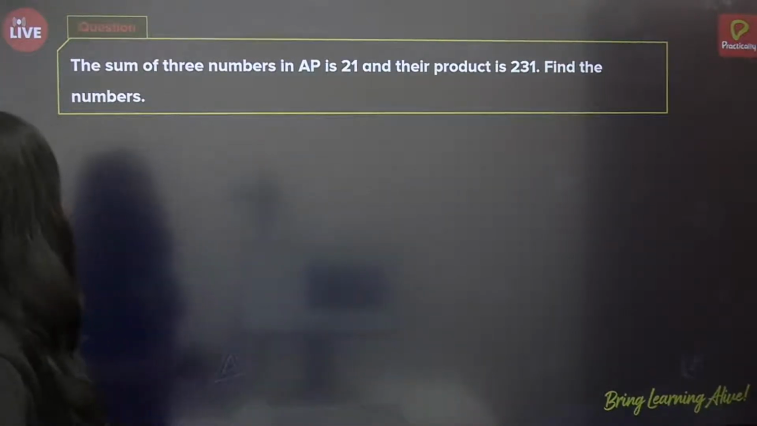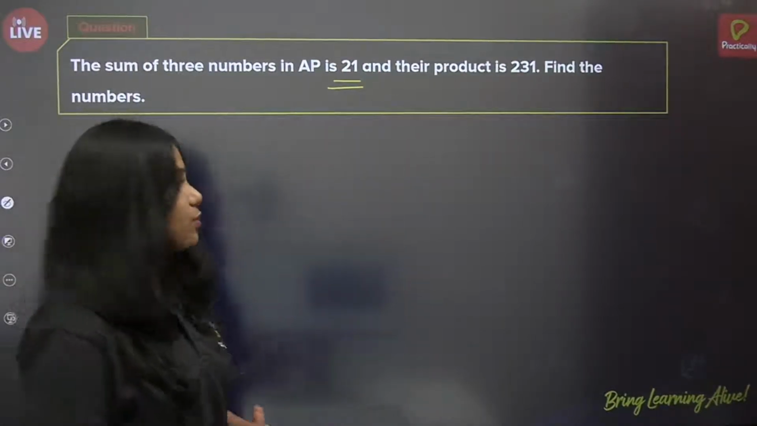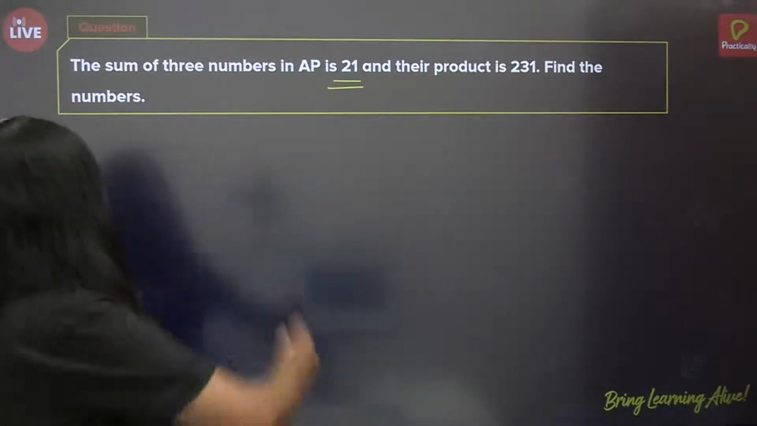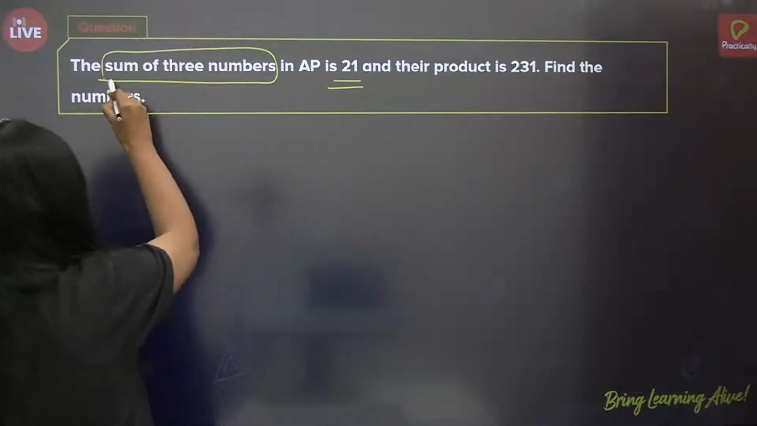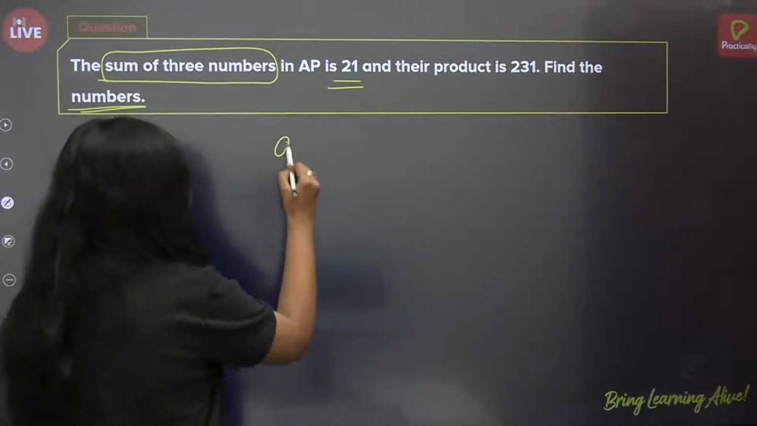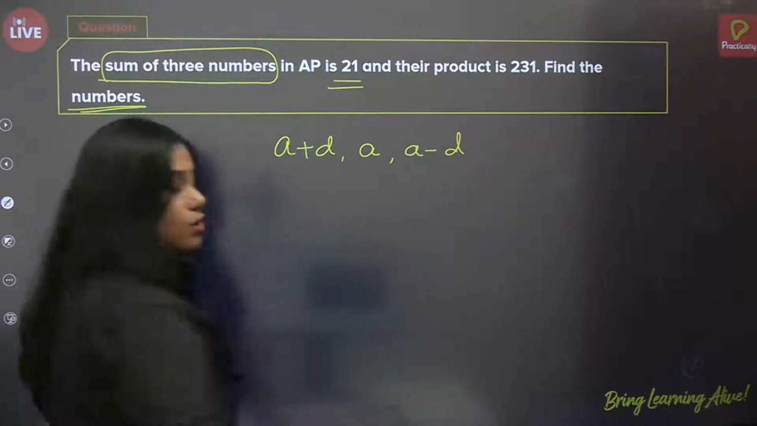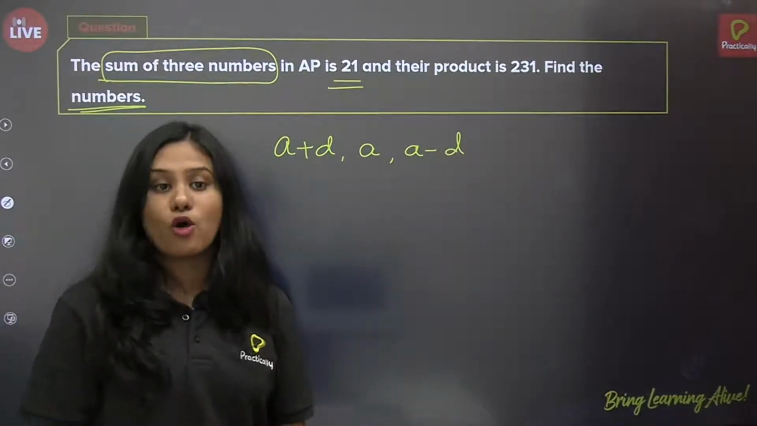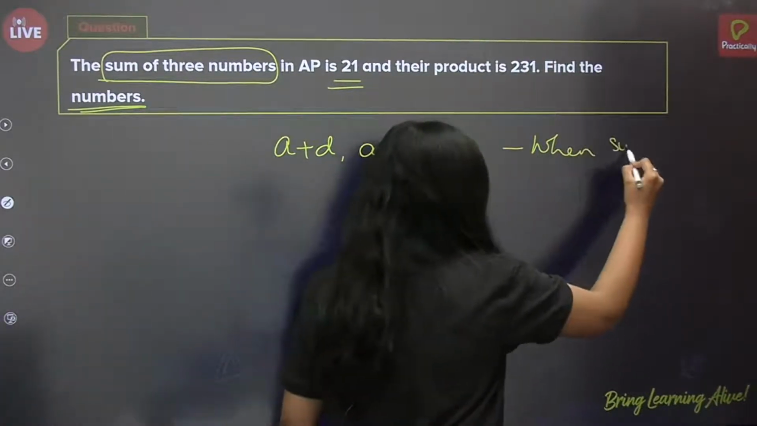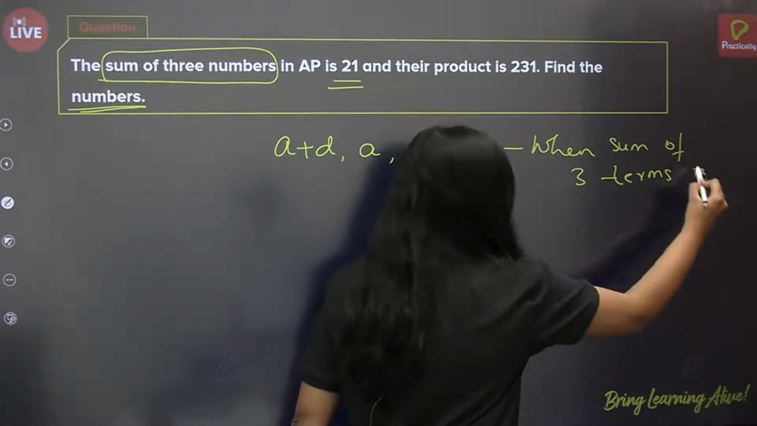Here is the first question. The sum of three numbers in an AP is 21 and their product is 231. Find the numbers. Okay. So, here is the note to all of you guys. When the sum of three numbers is given and we have to find the numbers, we have to consider the numbers to be a plus d, a and a minus d. Okay, this is when the sum of three terms is given.